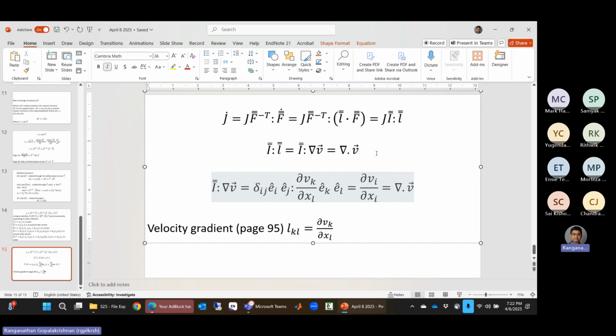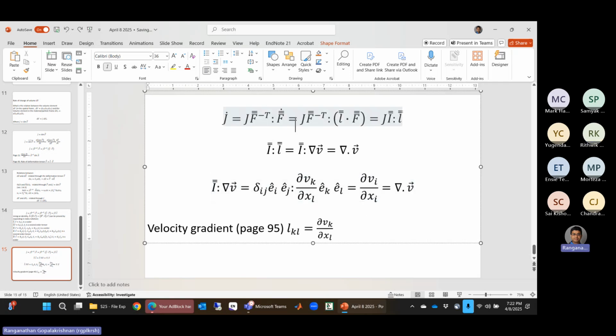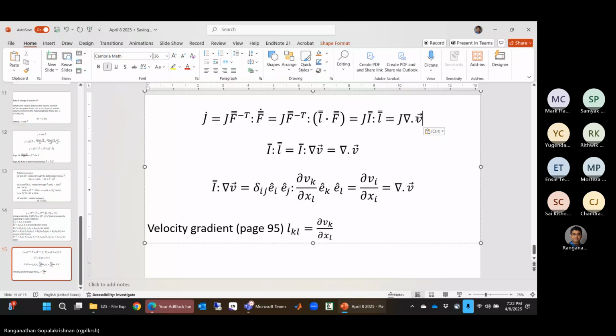So this basically gives us J dot is equal to J times the divergence of V. So J dot is related to J just through the divergence of velocity.